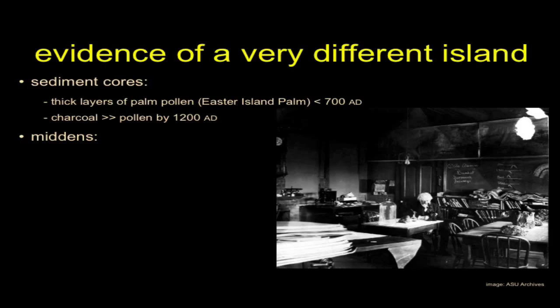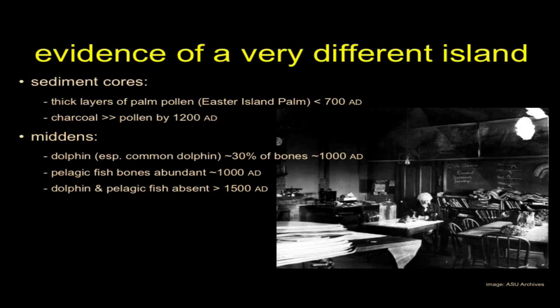And in this case, middens. So middens are garbage heaps. So if we go to the place where Easter Island natives, Rapa Nuians, were dumping their stuff, this is what we find. We find that dolphin, especially common dolphin, was pretty common, say around 1000 AD. Something on the order of about 1/3 of the bones were dolphin bones. So these guys love to eat flipper, right? Good.